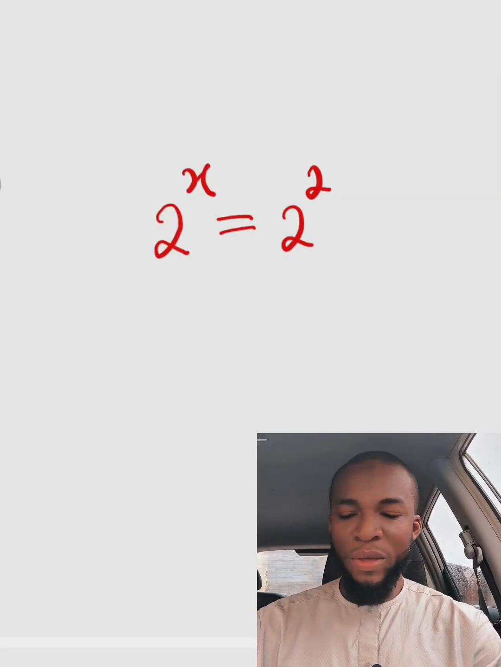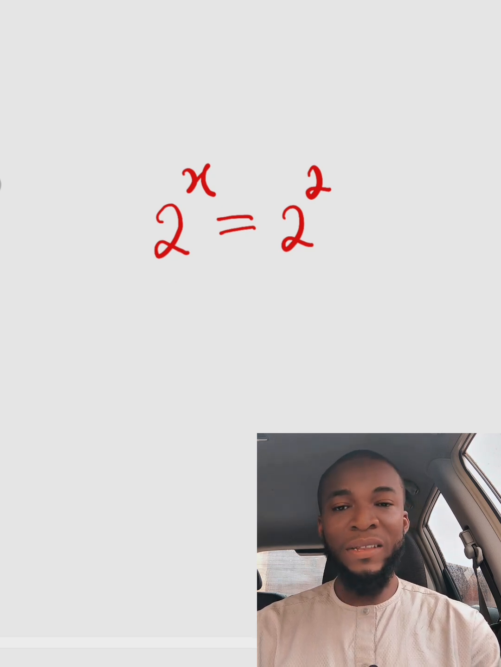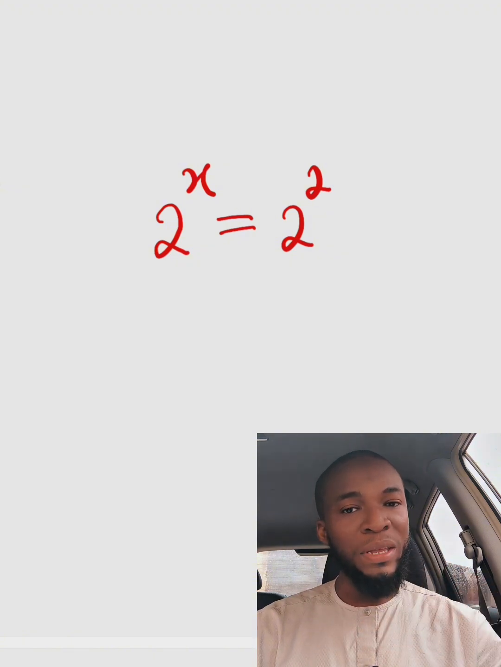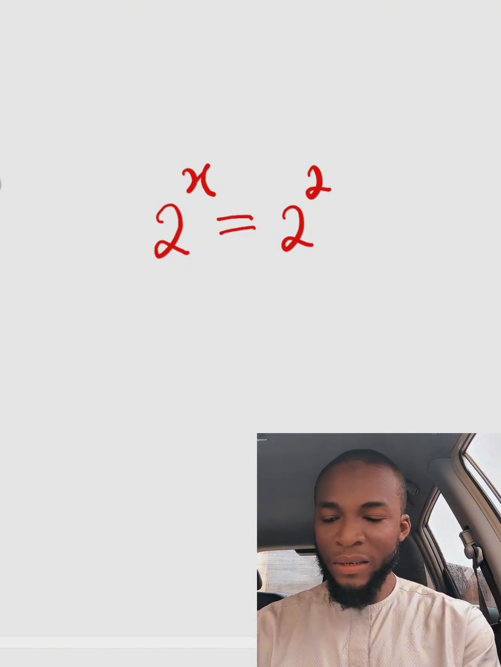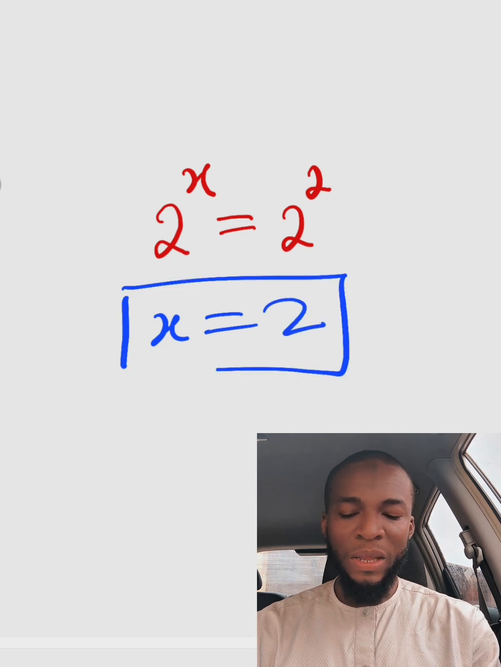The first one here, we have 2 raised to the power of x equal to 2 raised to the power of 2. You can see that the bases are the same. So this is where you can apply the law, which states that the exponents should also be the same. So we can say that x is equal to 2, as simple as that.